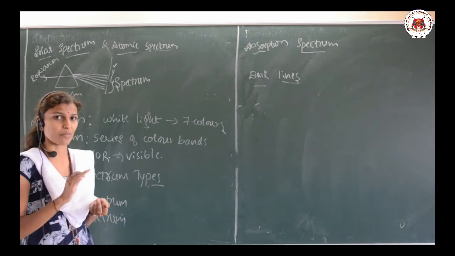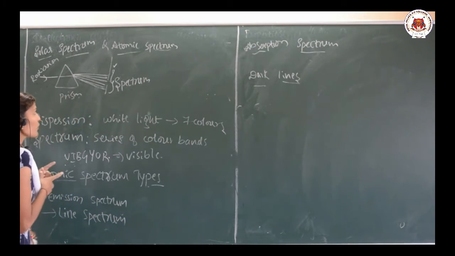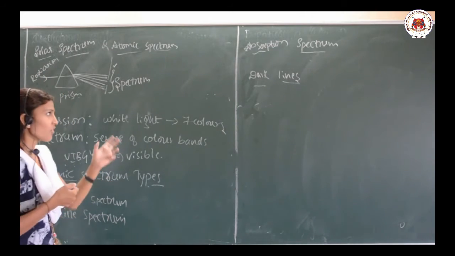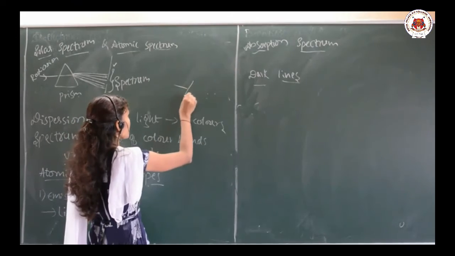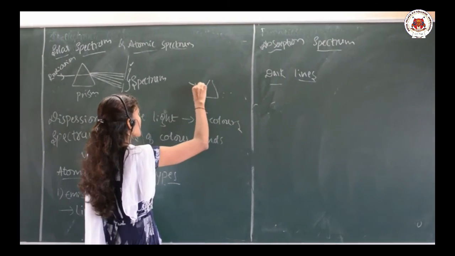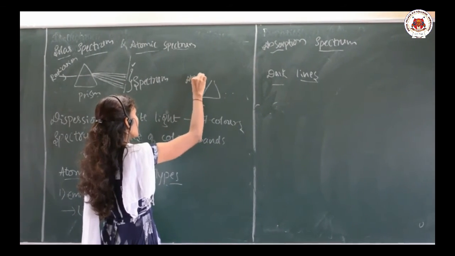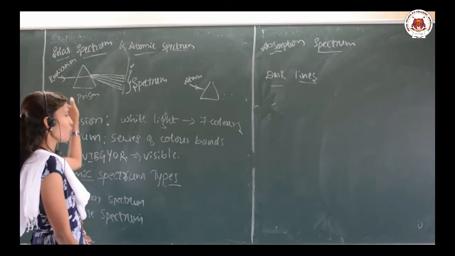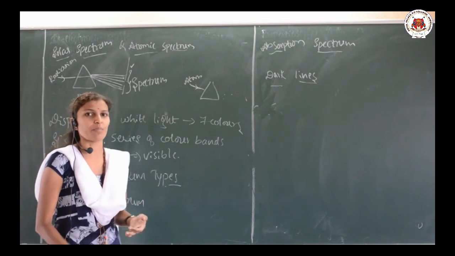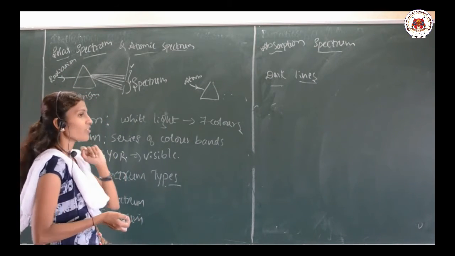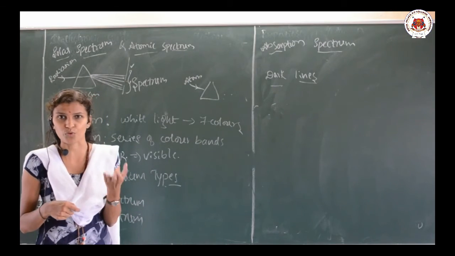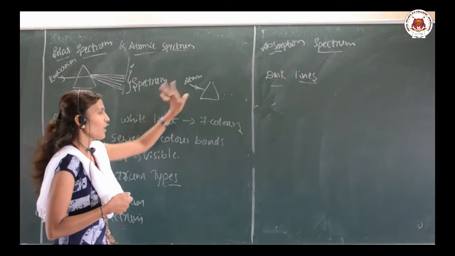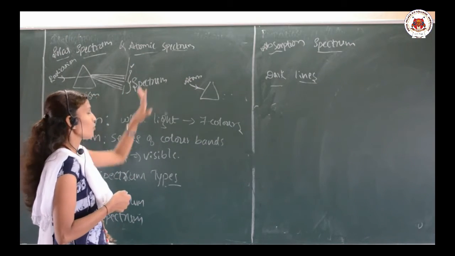Suppose we are studying the radiation which is emitted from any atom, and we pass this radiation through a prism. That is what we call an atomic spectrum. Clear, simple it is. When we say solar spectrum, we are passing the sunlight. If we say atomic spectrum, we are taking the radiation emitted by any atom.